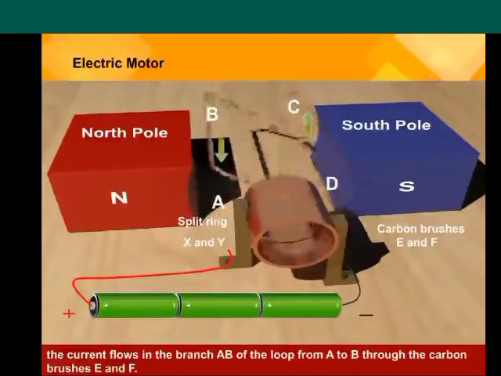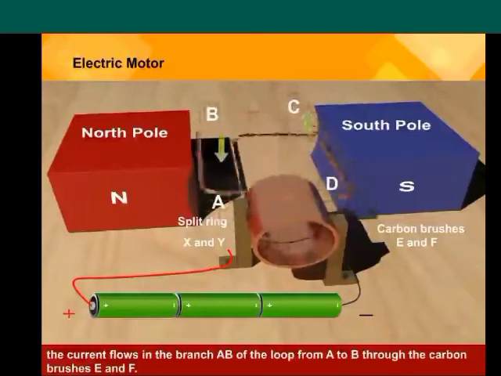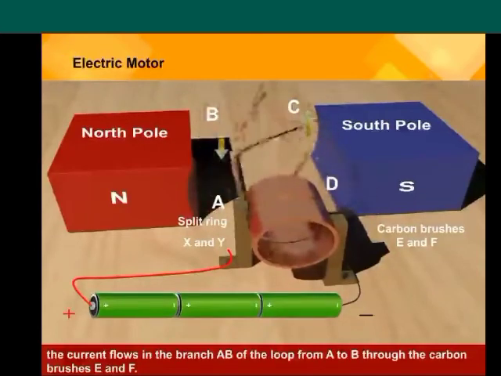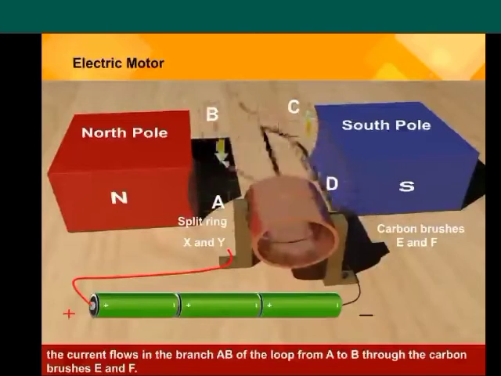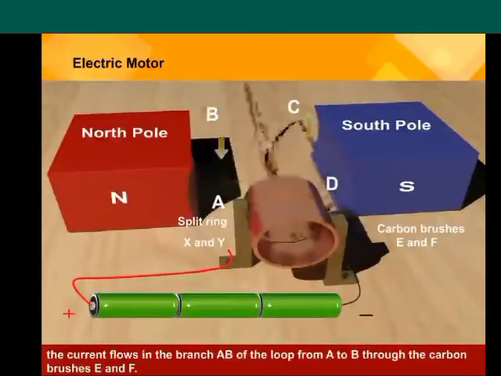The current in the CD branch is in an opposite direction to that in the AB branch, and therefore a force is exerted on the branch CD in upward direction. Thus the loop and the axle start rotating in an anti-clockwise direction.